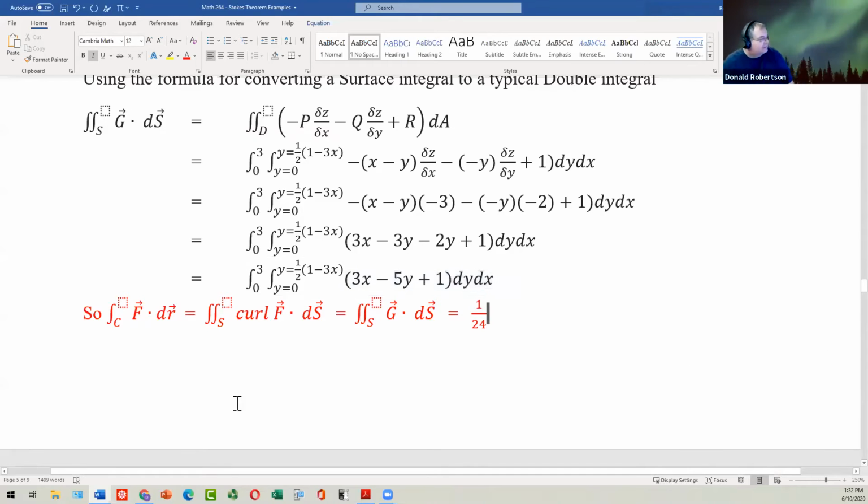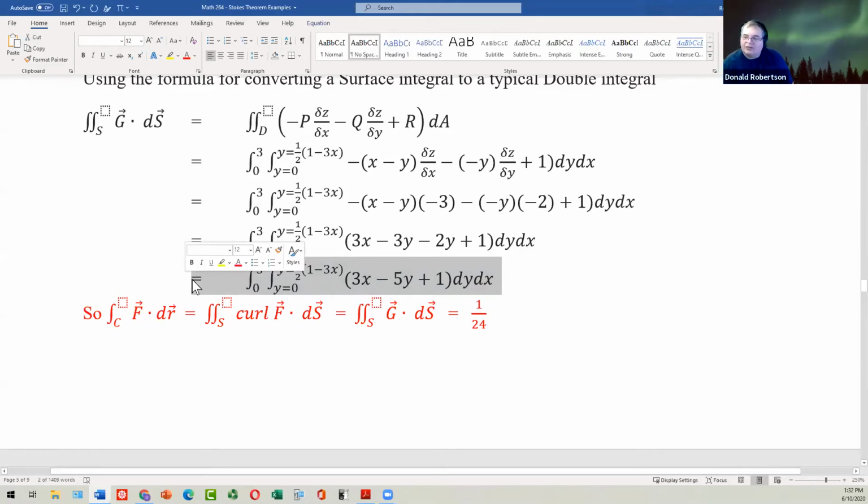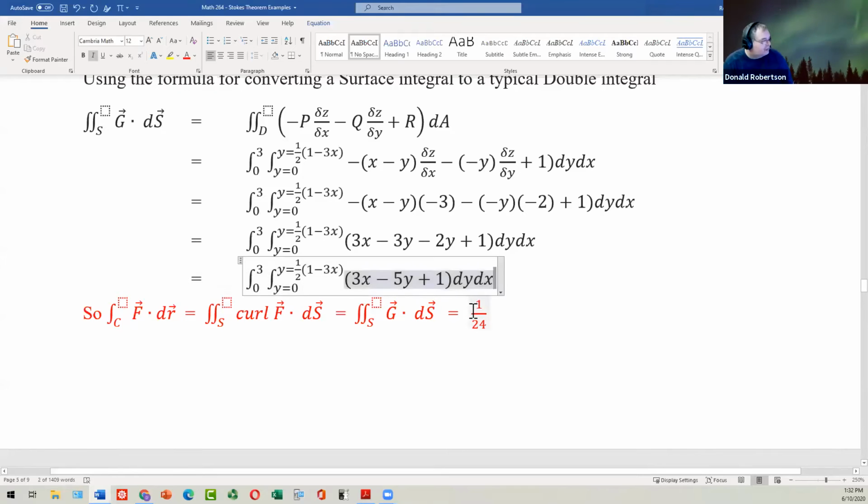Yeah. So that is the end of the line. That is the double integral that you always end up with at the end of a Stokes theorem question. You start with a line integral you can't do, and you end up with a double integral, a normal good old-fashioned xy or sometimes polar double integral. And trust me on this one, I believe it's 1/24.